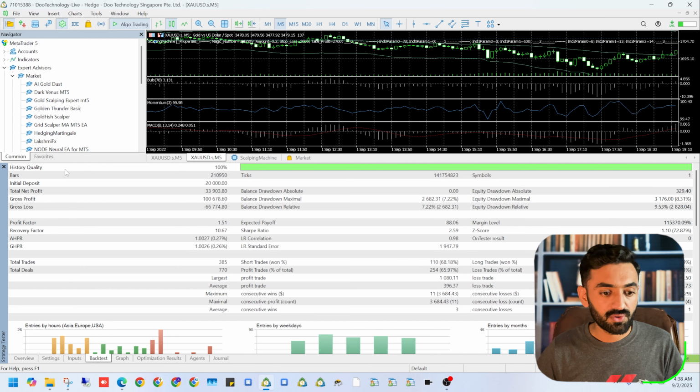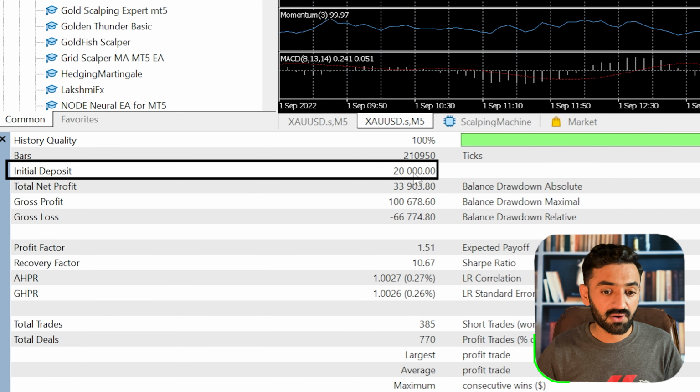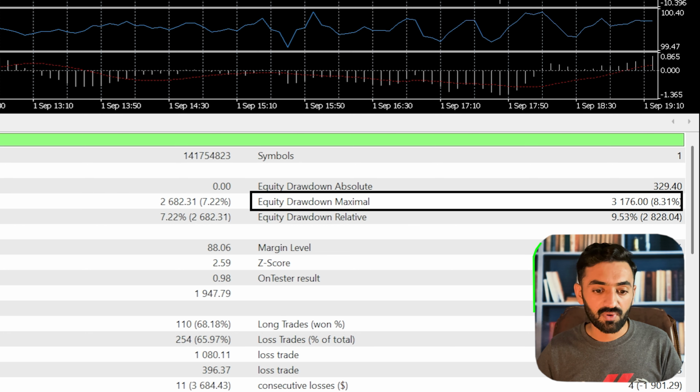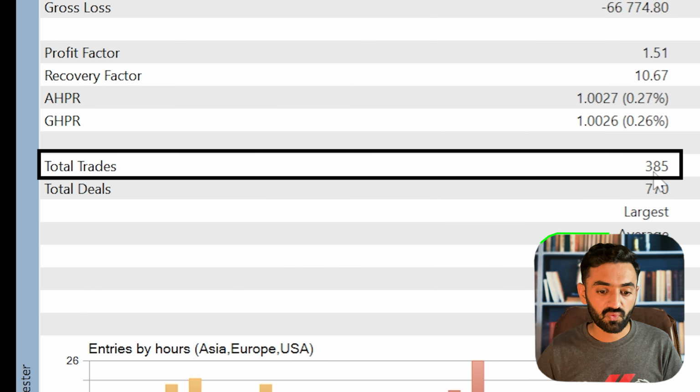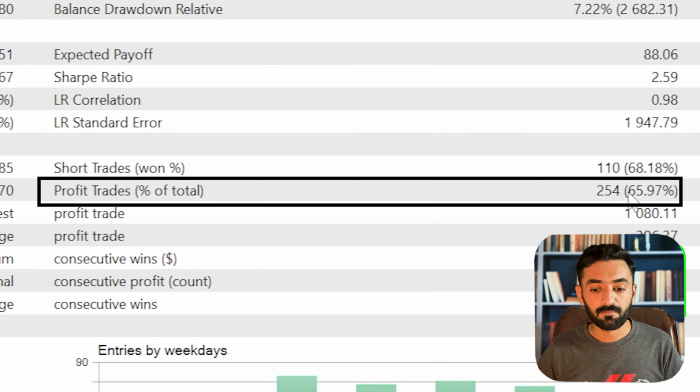Let's come back to the topic. You can see the history quality is 100%. The initial deposit is $200, which is 20,000 cents, but I will talk in dollars. So by depositing $200, I made $339. And yes, it is very good growth, because when we are using multiple pairs on the same account, this means we are earning a lot every month. The drawdown is only $31, while it opened a total of 385 trades, with 65% profit trades.